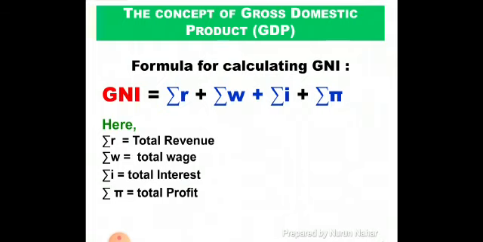Here, the formula for calculating GNI is equal to summation R plus summation W plus summation I plus summation pi. Summation R is for total revenue, summation W for total wage, summation I for total interest, and summation pi is for total profit. That is, when we calculate GNI, we have to sum up the total amount of revenue, total amount of wage, total amount of interest, and the total amount of profit all together. Then we can get GNI. But you must understand the CCA, or Capital Consumption Allowance, will always be separated or deducted from the GNI.